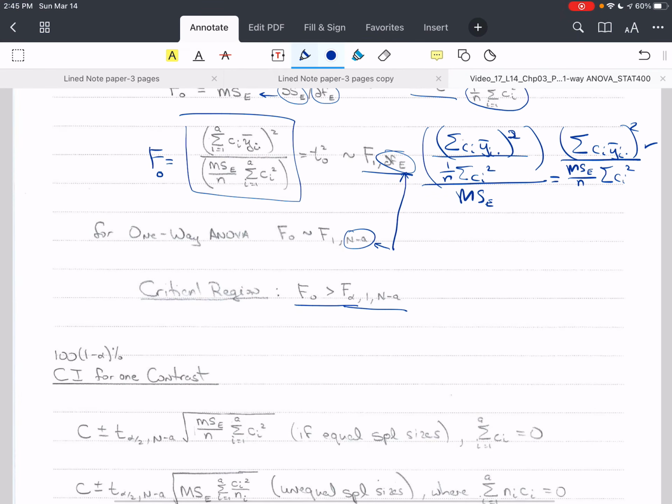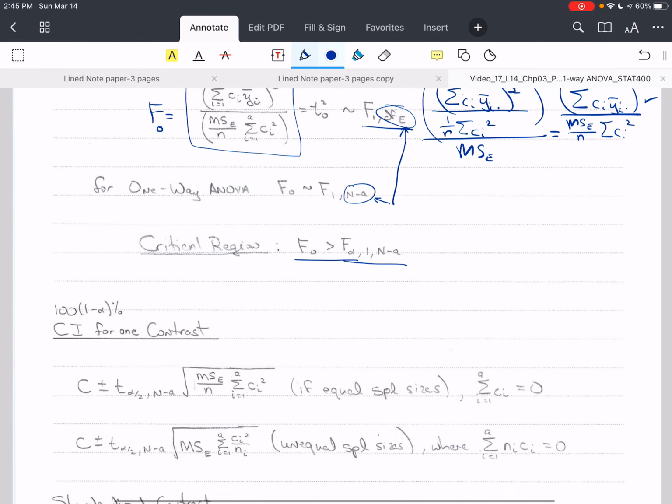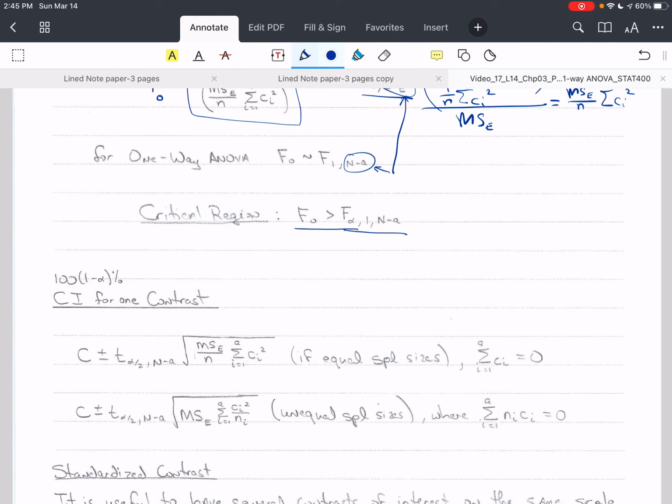Okay? And so to make a 1 minus alpha percent confidence interval for this, we will take C plus or minus the critical value, which is t sub alpha over 2, n minus a degrees of freedom, times the square root of our standard error of C, which is the MSE over n times the sum of the constants squared. And this is if there are equal sample sizes, and we should have the sum of Ci equals 0.